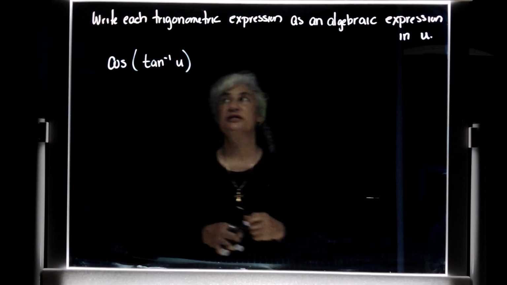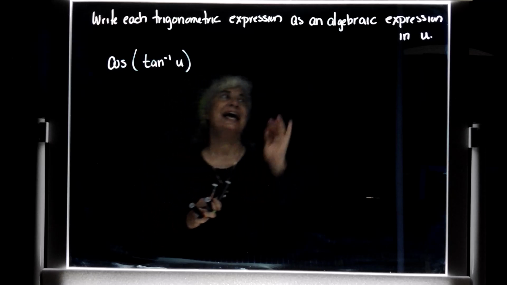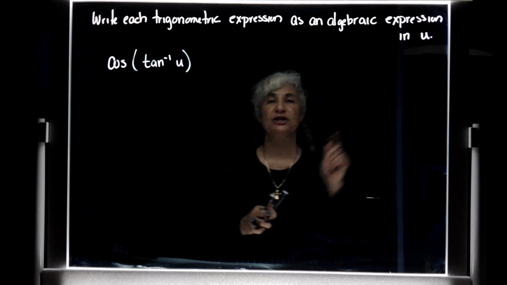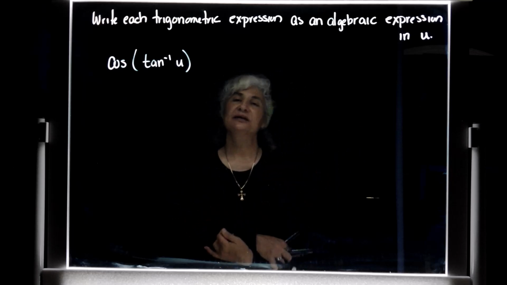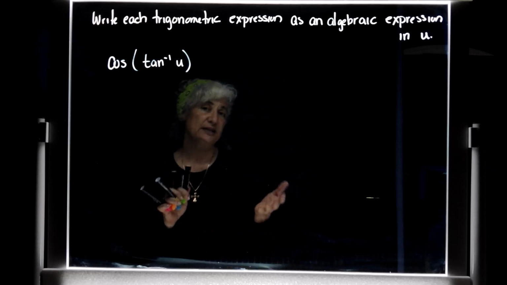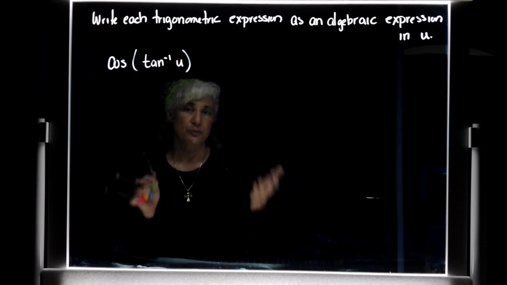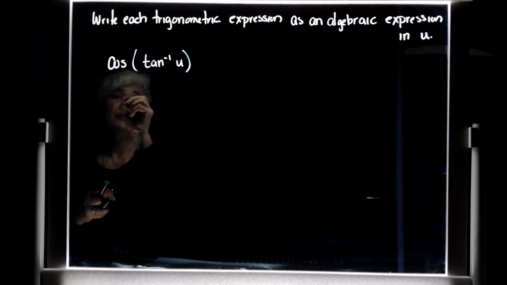Okay, so let's look at these directions. Write each trigonometric expression as an algebraic expression in u. Like, what the heck does that mean? Well, let's take our pieces to our puzzle. Order of operations says to take care of what first? Parentheses. So the first thing I'm going to look at and take care of are my parentheses.